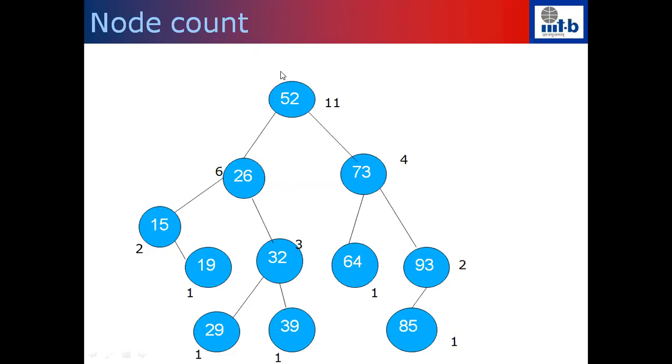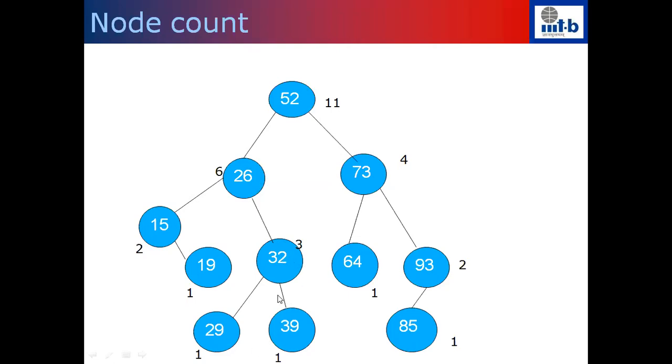If you go to the root node, I have written 11 here. 11 is the total number of nodes in the entire tree. If we go to the right hand side, the number of nodes in the subtree is 4. When you have come to 93, the number of nodes in the subtree is 2. When I go to the other side, the number of nodes in this subtree is 6. The number of nodes here is 3.